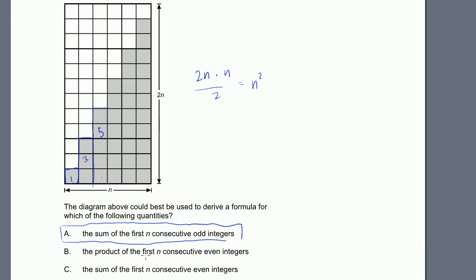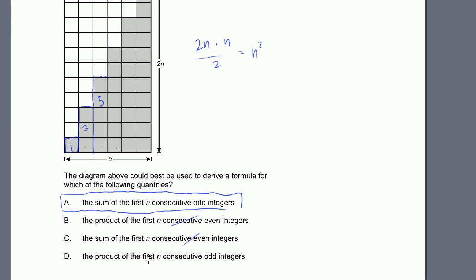The other ones don't make sense. The product of the first n consecutive even integers, I don't see where you get even integers. It's a 1 and a 3 and a 5. So anything with even doesn't make sense. And then choice D tells us the product of the first n consecutive odd integers. Well, I don't see how this is helping you visualize what happens when you multiply 1 times 3 times 5 times 7 and so forth.